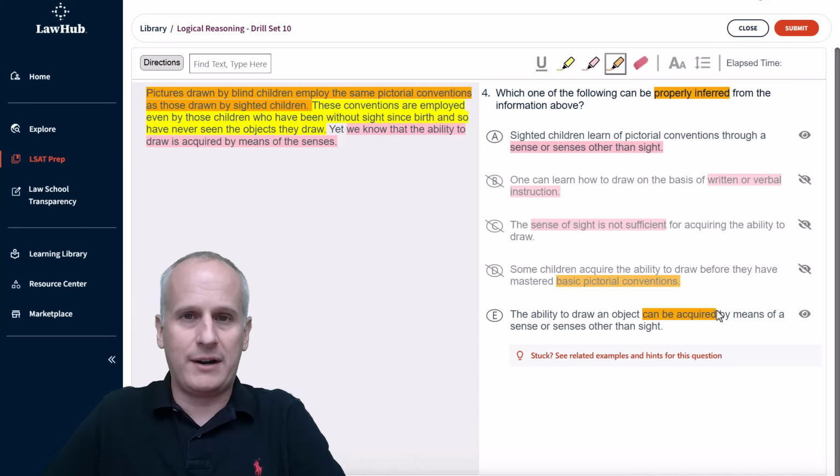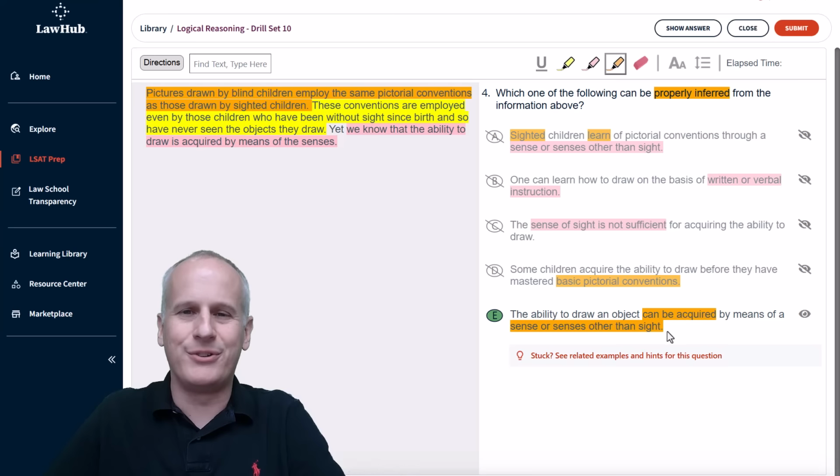So can be acquired. Well, that would explain how the blind children are able to still draw with the same pictorial conventions. Whereas when we're talking about sighted children learning pictorial conventions specifically through something other than sight, well, no. I mean, they could have learned it through sight. It's just that the blind children had to do it some other way. So choice A is ultimately a bit of an extreme, requires additional information, whereas choice E is guaranteed to be true because the blind children use the same pictorial conventions, and it's acquired by the means of the senses, and the blind children do not have sight.